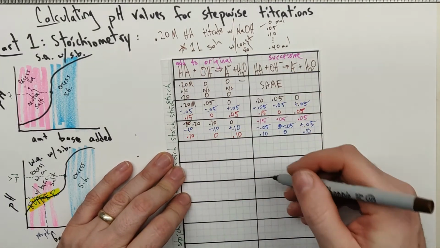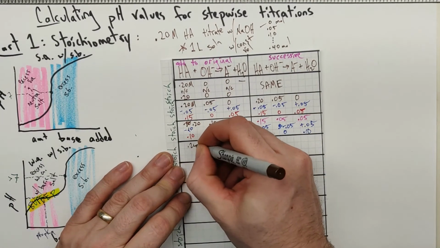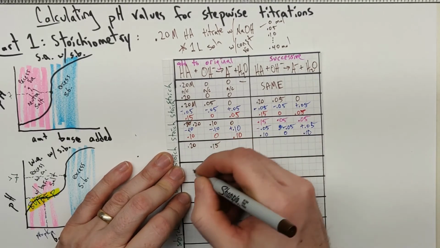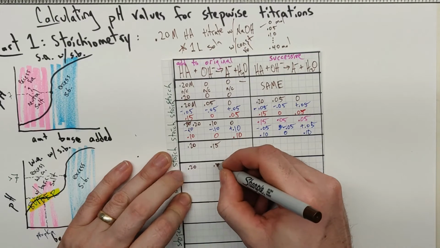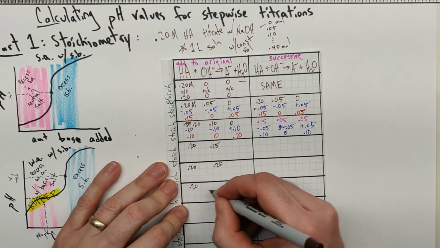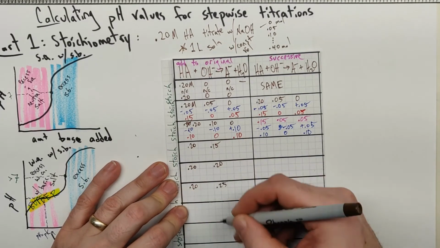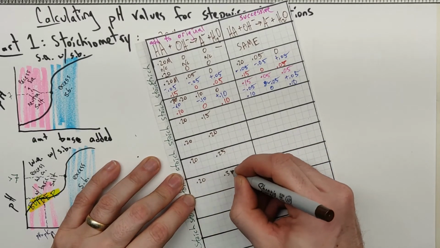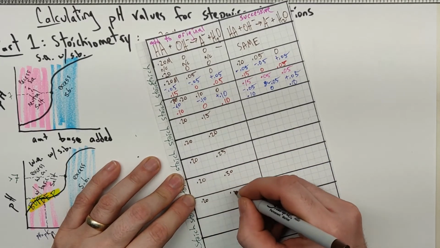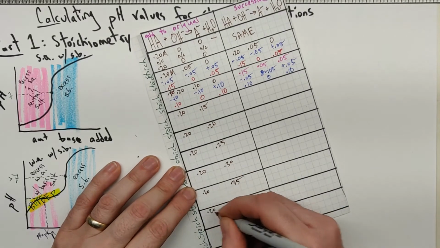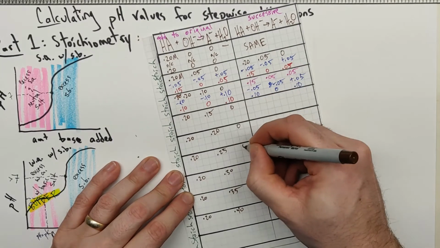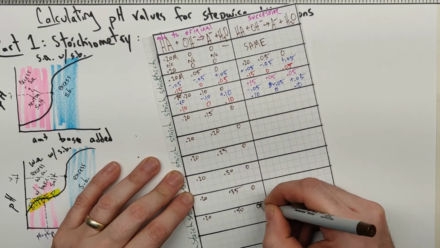So just a quick glance at how the rest of these might go. 0.20, and then 0.15, 0.20, and 0.20, 0.20, and 0.25. And this is where things start to get a little interesting. 0.20 and 0.30, 0.20 and 0.35, 0.20 and 0.40. And this is going to be a big factor in how our calculations are done.